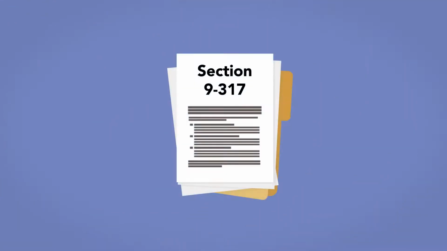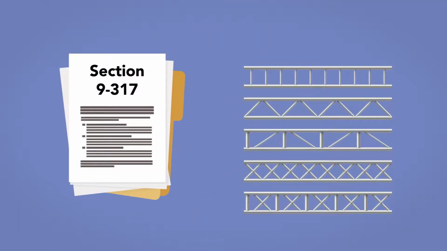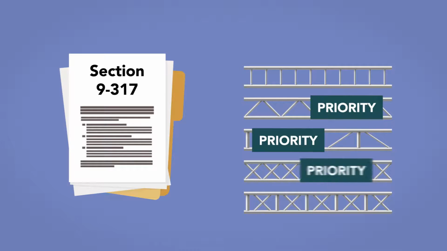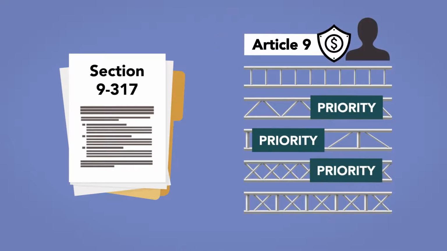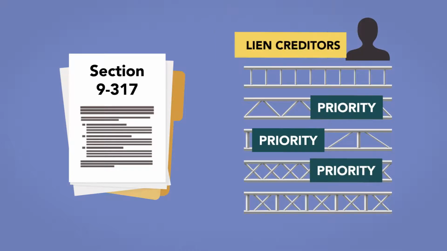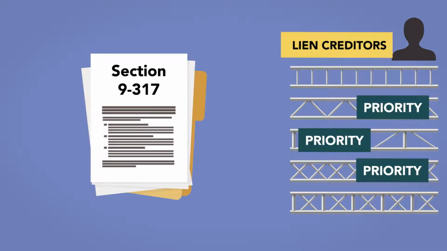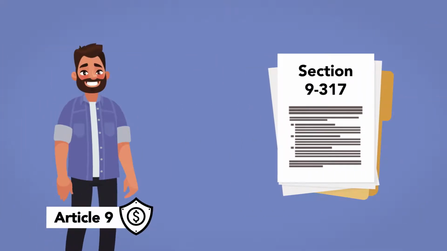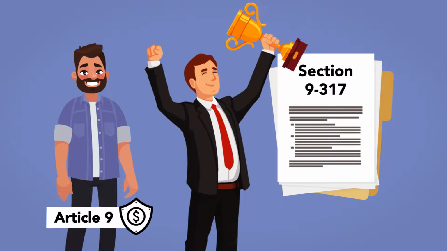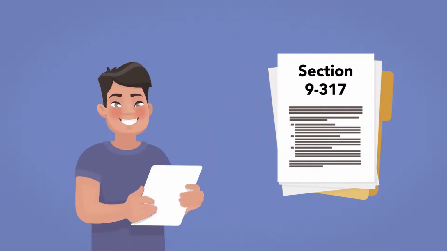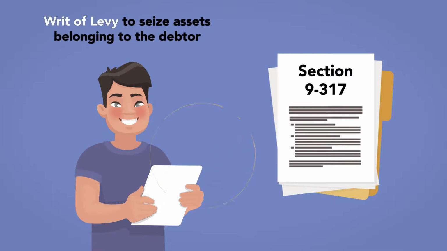Section 9-317 offers a framework for organizing priorities between Article 9 secured parties and other types of creditors, referred to collectively as lien creditors. It is written from the perspective of when an Article 9 secured party will lose to another kind of creditor. The most common lien creditor considered here is one who's obtained a writ of levy to seize assets belonging to the debtor.